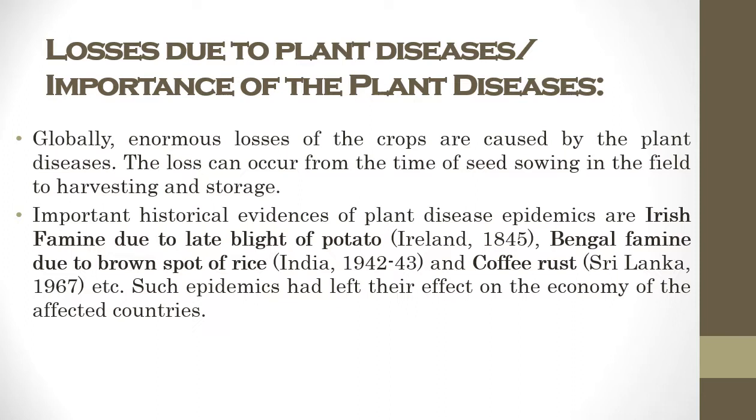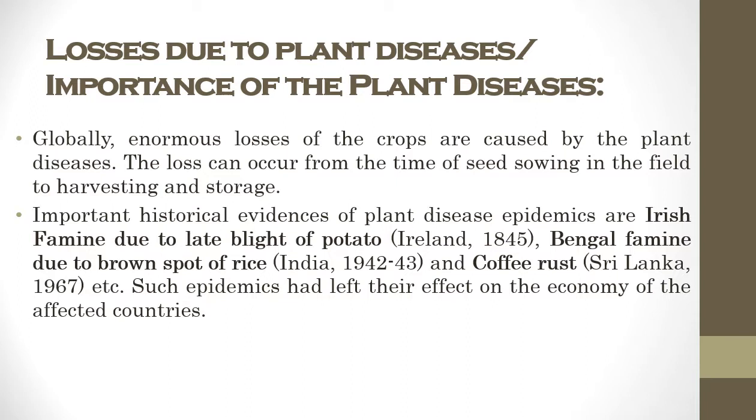And the second one is the Bengal famine, which is due to Helminthosporium oryzae or Bipolaris oryzae. The disease occurred in the region of Bengal, which at that time, in British times, included most of the parts of Bangladesh and parts of Kolkata. So all of Bengal was combined. The disease is brown leaf spot, which is caused by Helminthosporium oryzae or Bipolaris oryzae, in the year between 1942 and 43.